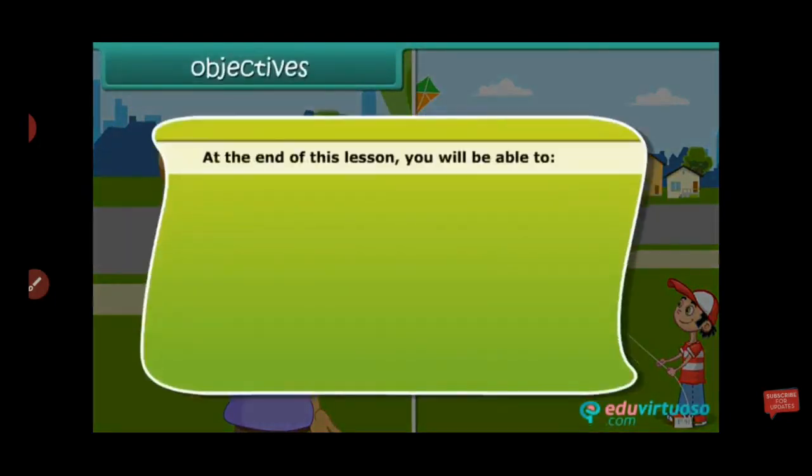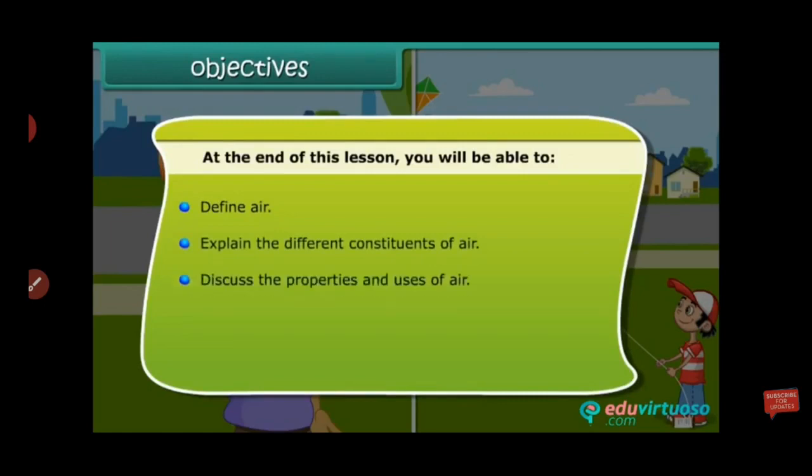Objectives. At the end of this lesson, you will be able to define air, explain different constituents of air, discuss the properties and uses of air, and explain air as a mixture.